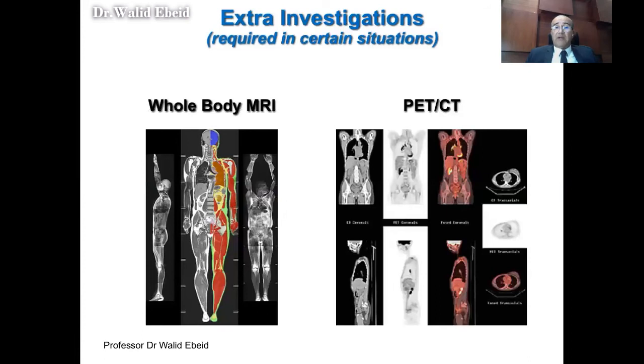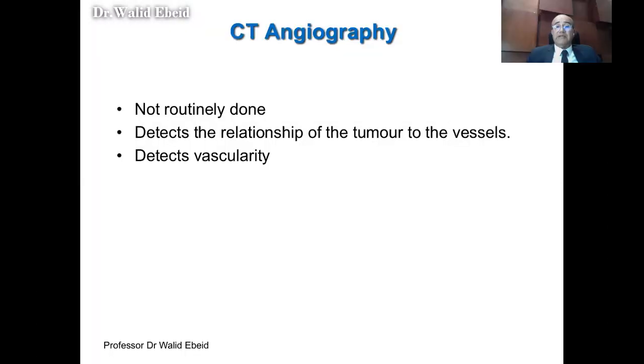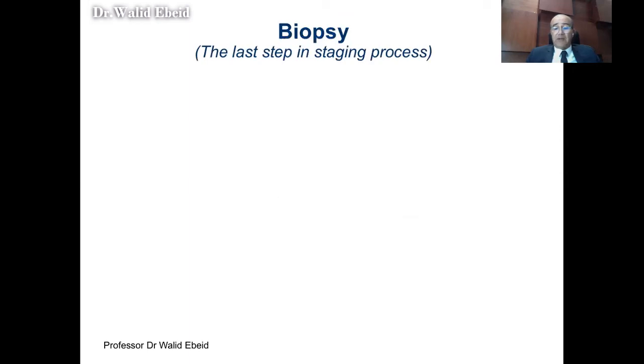Other extra investigations that could be used in staging are whole body MRI and PET-CT. These two imaging modalities could help in assessment of the whole body as a whole, but they are not routinely used. CT angiography also is not routinely done, and it is useful in detecting the relationship of the tumor to the vessel. Now we come to the final part of the staging, which is the biopsy.